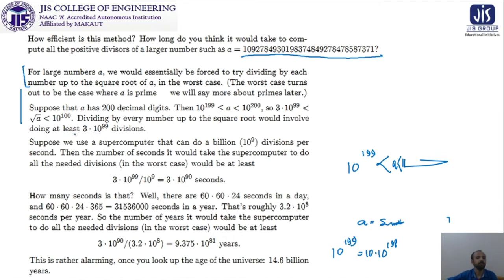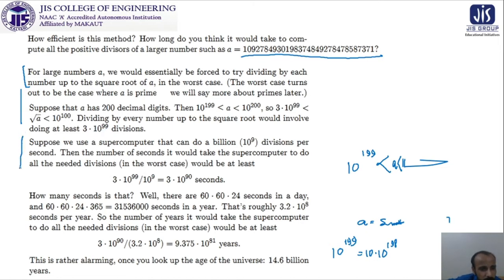Please concentrate. Now dividing by every number up to the square root would involve doing at least 3 into 10 to the power 19 divisions, because we have to go for root A, and root A is greater than 3 into 10 to the power 99. Now looking at this number, it may seem like a big number. It is not so easy to realize, but look at this.